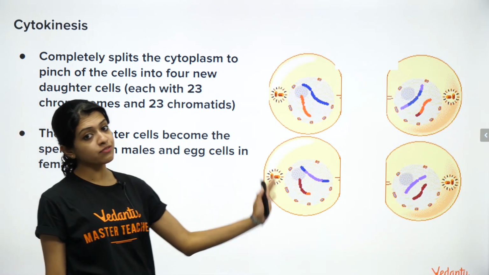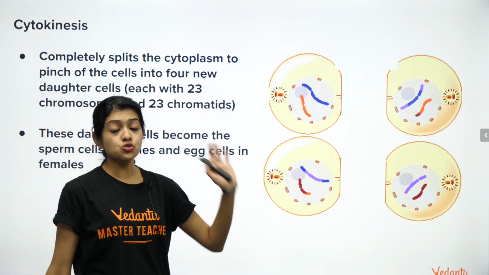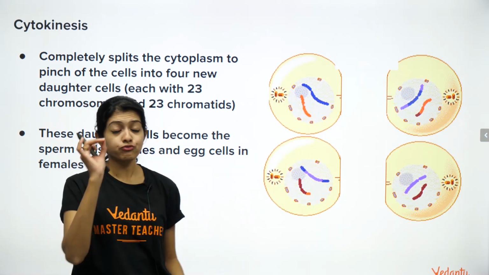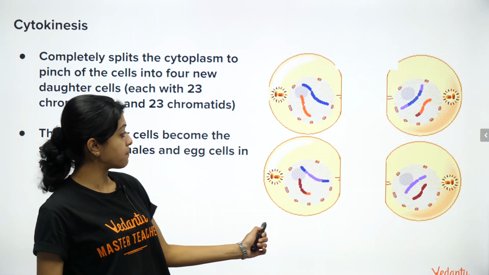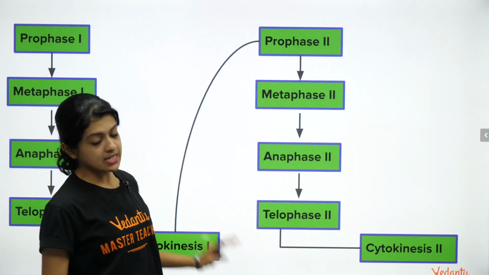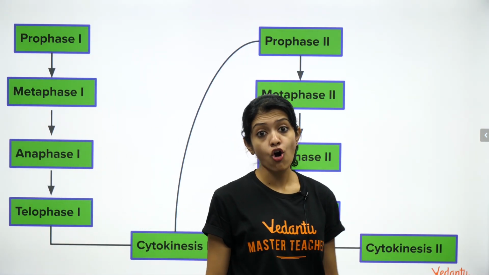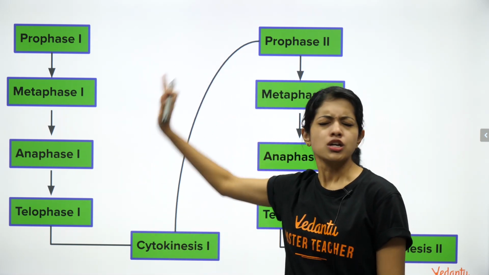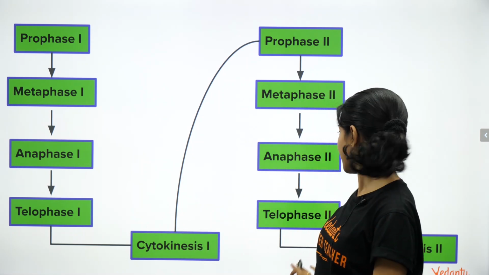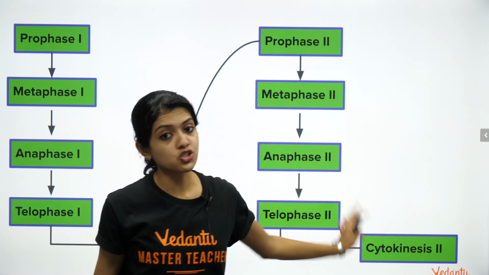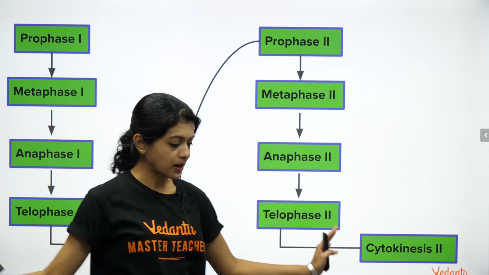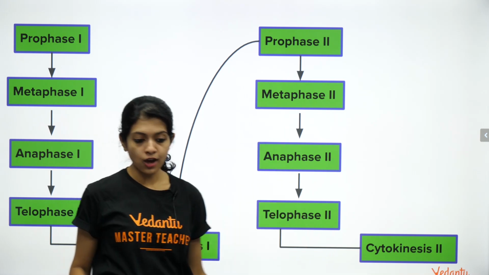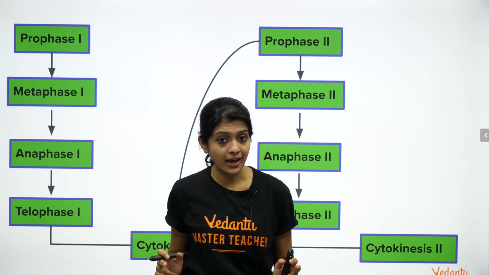Remember, we have 23 chromosomes and 23 chromatids in each of these daughter cells. Very important point to keep in mind. So yes, that is a lot of progress, starting with prophase 1, metaphase 1, anaphase 1, and so on until we completed cytokinesis 2. You have learned this much today, and that was indeed hard work, and I hope you have this very clear in your mind now.